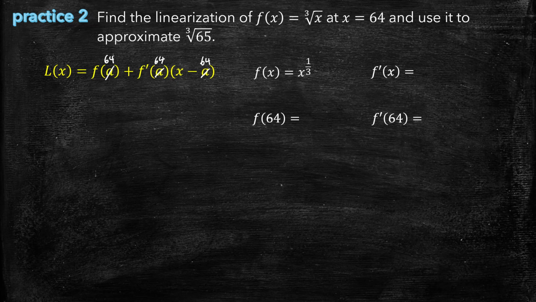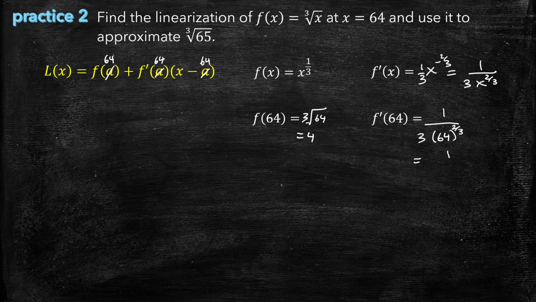And now I like to set up a little structure to help us make sure we have all the components. So here f of 64 would be the cube root of 64, which is 4. By the power rule, f prime x will be this. And because we're going to be plugging 64 in, it's useful to write it without a negative exponent like that. Then when we plug in 64, we have to do 64 to the 2/3.